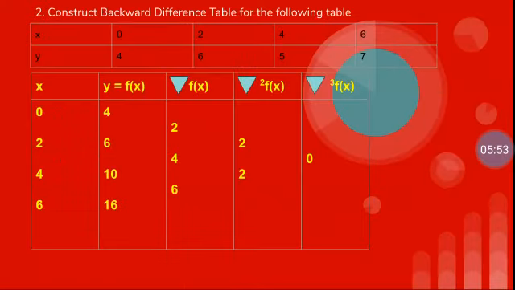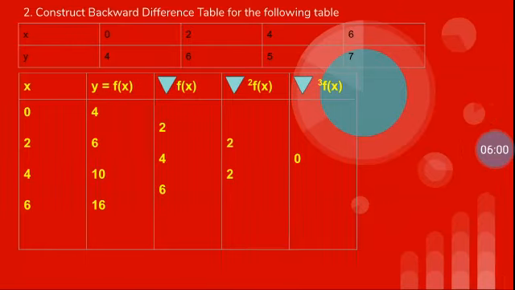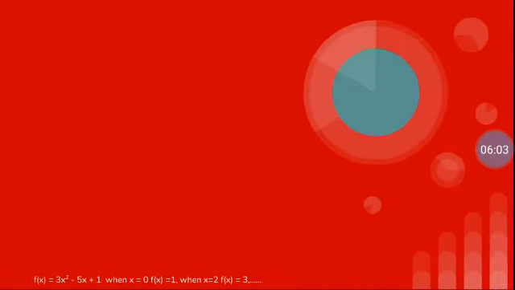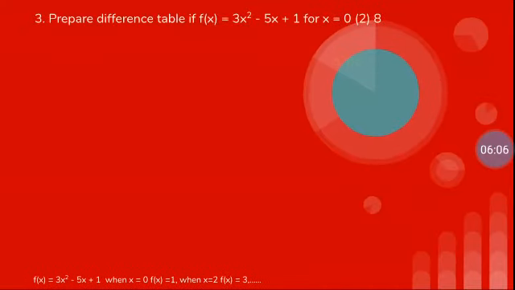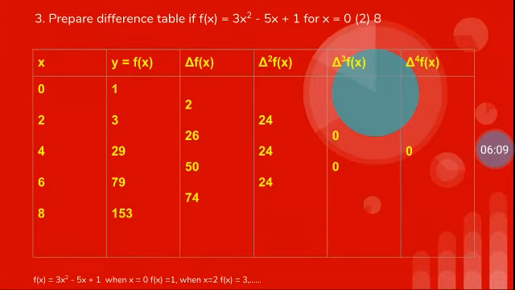Let us see how to construct a backward difference table. It is similar to your forward difference. The notations will vary. Now here you can see how to construct a difference table given a function. Here the values of x and y are not given. We are supposed to find the value of y. Y is given as f of x and the value of x is 0 to 8, that is, your values of x are 0 to 8 with a difference of 2, that is 0, 2, 4, 6, 8.